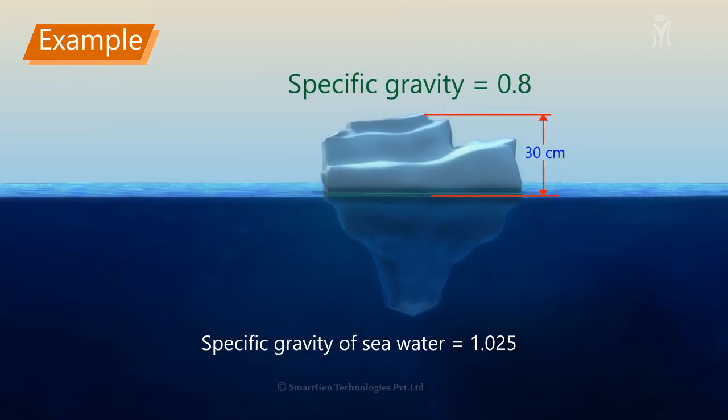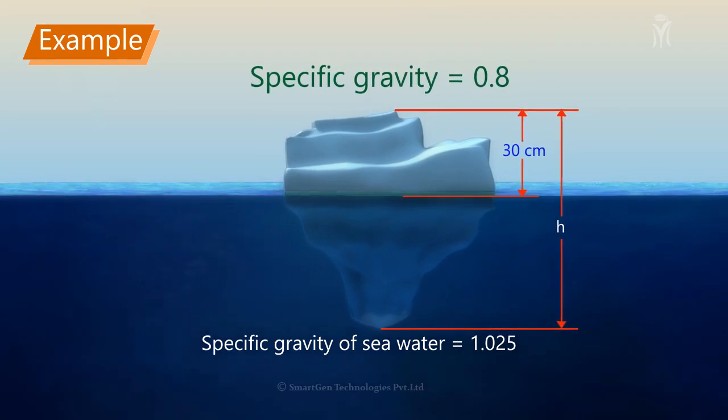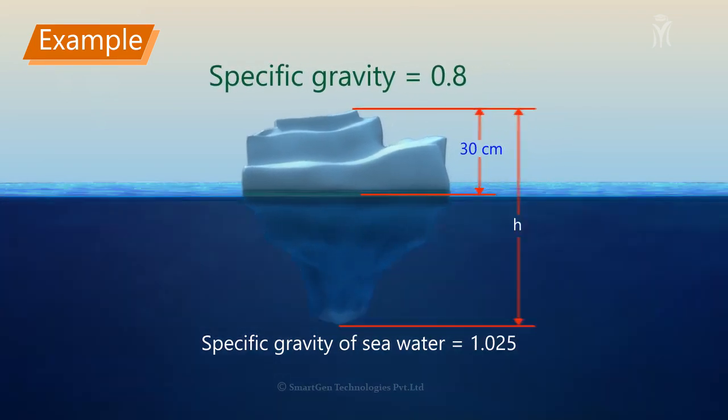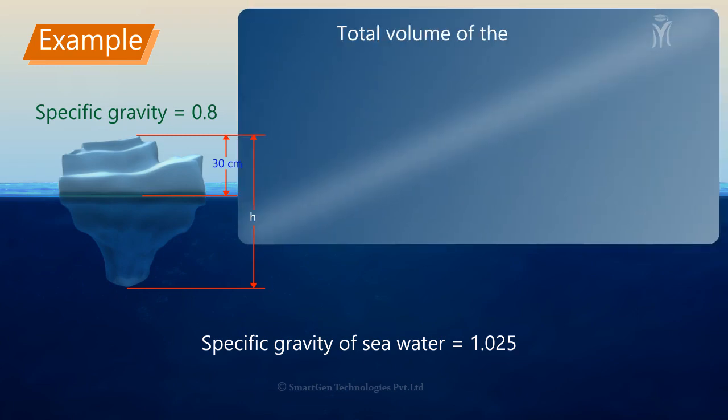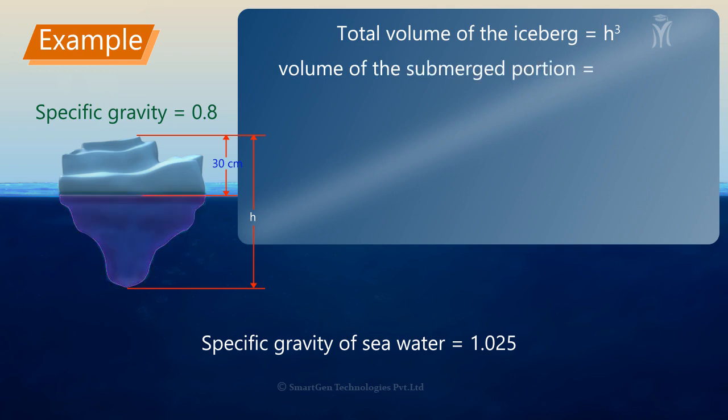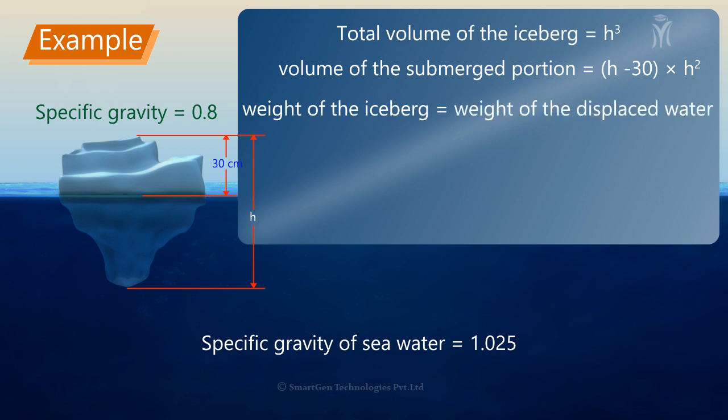Solution. Let the side of the cubical iceberg be h. Total volume of the iceberg equals h cube. Volume of the submerged portion equals (h minus 30) into h square. Now, for flotation, weight of the iceberg equals weight of the displaced water. That is, h cube into 0.8 into W equals (h minus 30) into h square into 1.025 into W.